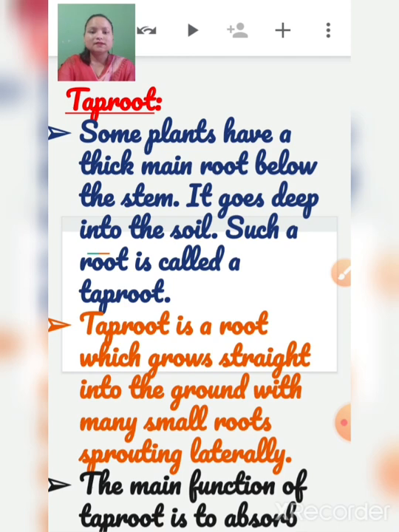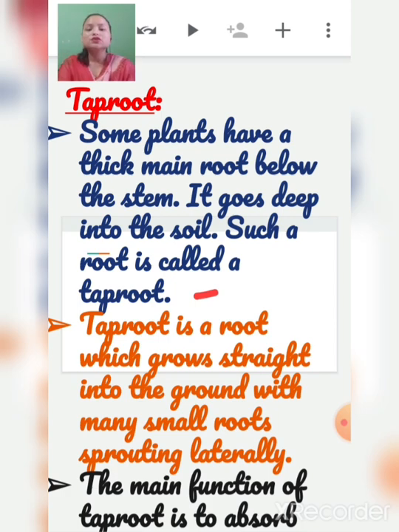Some plants have a thick main root below the stem, and it goes deep into the soil. Such a root is called a tap root. Some plants have a thick main root below the stem. It goes deep into the soil. Such a root is called a taproot.